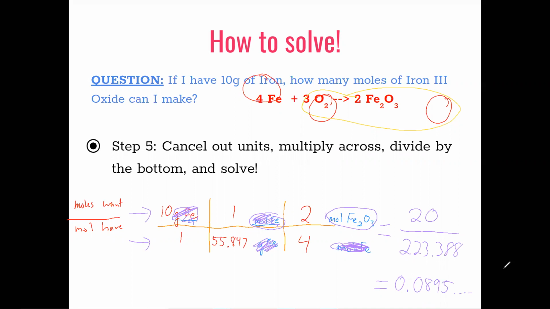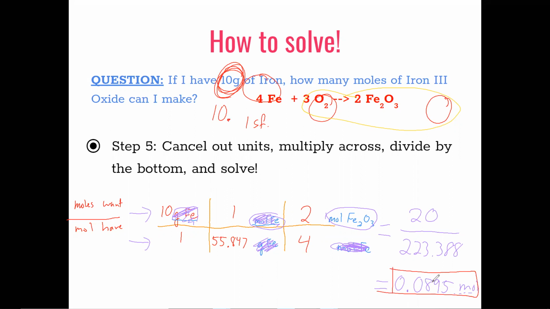Okay? So that's not it though. We're not quite done because we need to figure out how many sig figs we can have in our answer. So technically, yes, this is how many moles of iron 3 oxide we would end up with. However, sig figs are a thing, so we have to look at this number here. And if you look at it, the number 10 has 1 sig fig in it because there's no decimal point right there. Otherwise, it would be 2. So we're going to have to round this number down here to 1 sig fig.